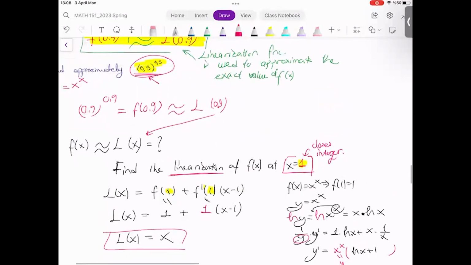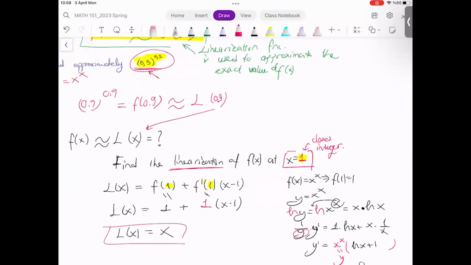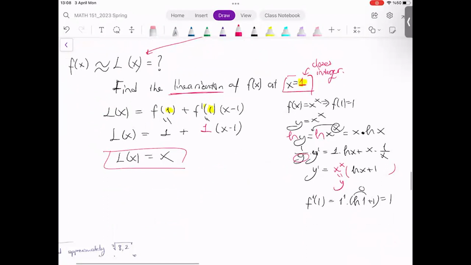Now we are ready to give an approximation for the desired value. Remember, we want to approximate this thing, which is the image of your function at 0.9. It is the image. And this is approximated by using the linearization function. And you see, it is much easier to compute at 0.9. So the approximation is given as 0.9.